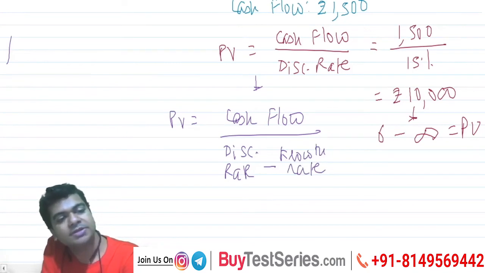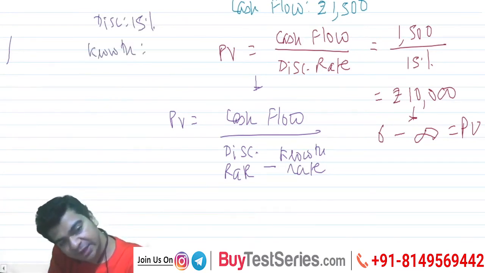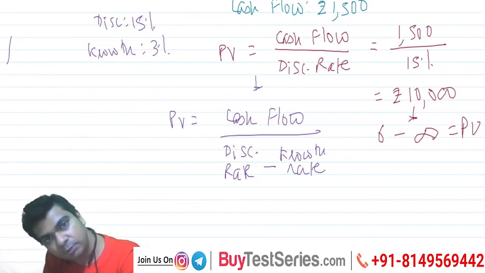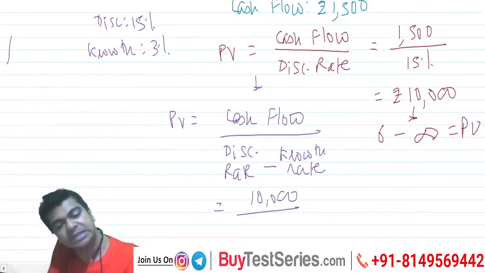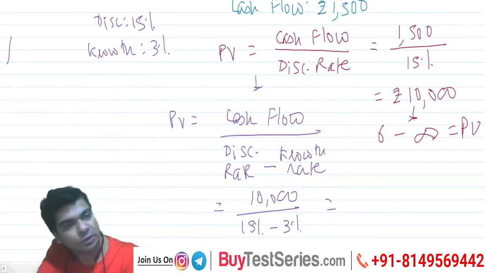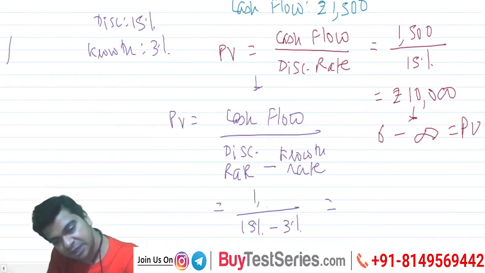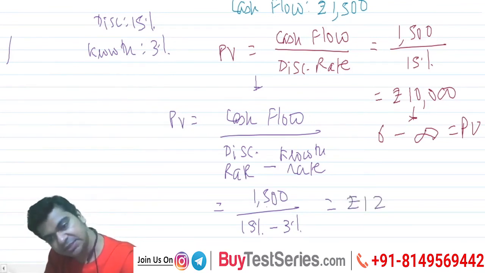Your discount rate earlier was 15%, meaning you want 15% return. Now the growth rate is 3%. I want 15% return, but 3% return will be available to me because the cash flows will keep on growing at 3%. So effectively now I want 12% return. That's 15% minus 3%, which is 12%. Sorry, the cash flow we are expecting is 1500, so 1500 divided by 12%. The present value this time is 12,500.